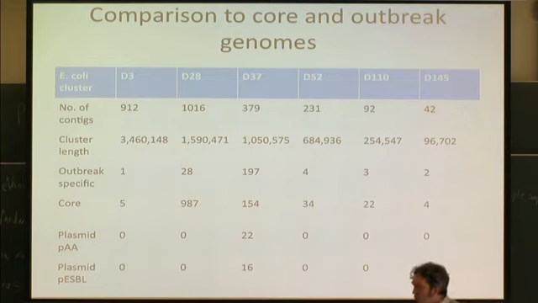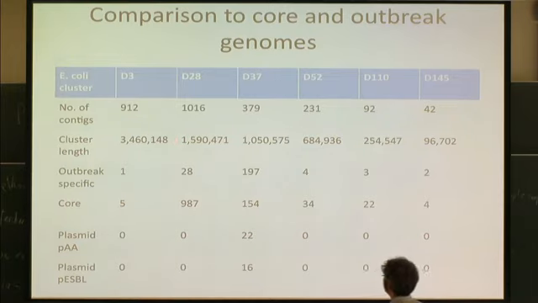We also have the core E. coli genome. So what I did was I took all the clusters and, well, actually that was done by Josh and Nick, and they mapped the contigs onto the core and outbreak genomes. So for each cluster we can say what was the number of contigs that derived either from the outbreak-specific genome or from core E. coli.